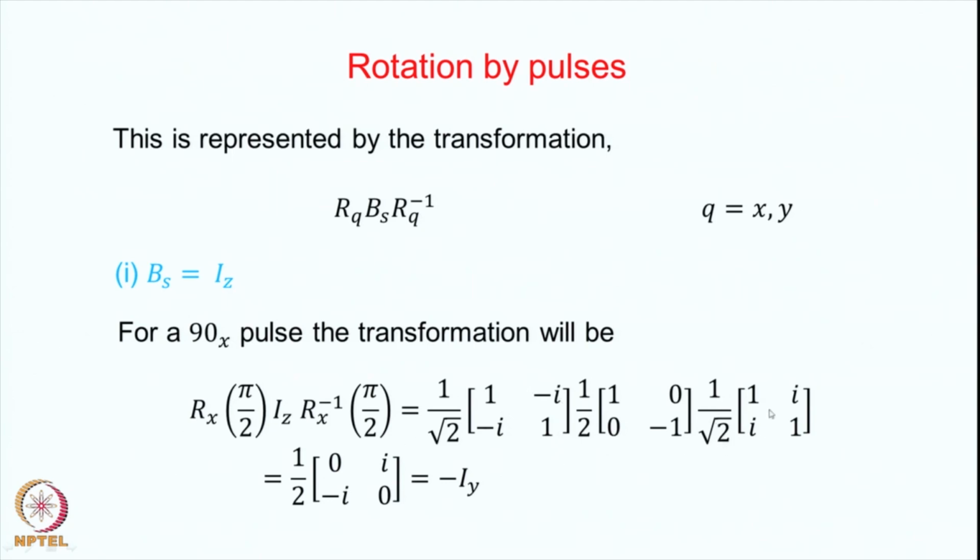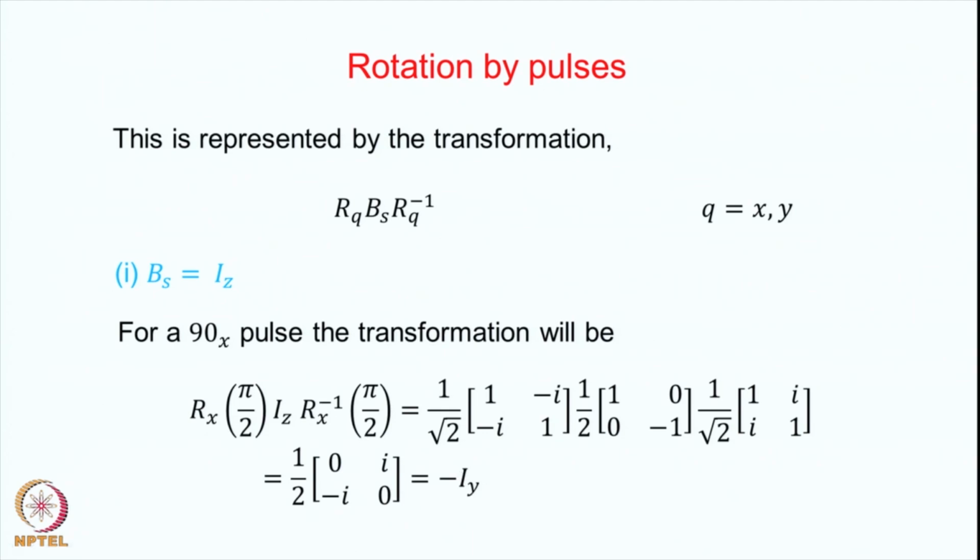So this will be 1 by root 2 and that is 1 I 1, right. So one can calculate the inverse of this. If you take a product of this matrix and this matrix, you will get 1, right. So that indicates that this is the inverse of this. Now when you do all these multiplications, you will get 1 by 2 0 I minus I 0, and this is equal to minus Iy, right. So what this has told us is that the 90-degree X pulse rotates the Iz into minus Iy, right.